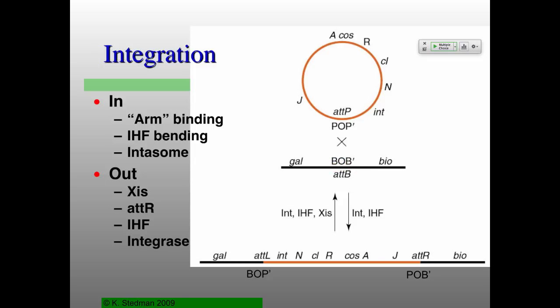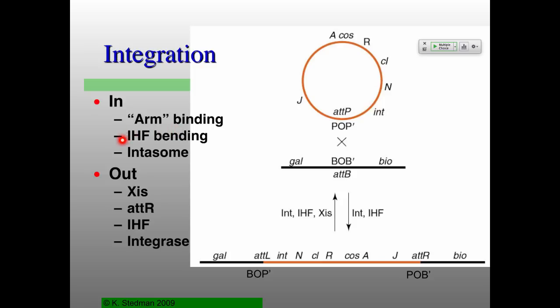As I mentioned last time, but it bears repeating, Lambda integration is a site-specific integration event. So it only goes into one place in the genome. And that's because these sequences, particularly this O sequence, is repeated in both the attP and the attB part of the genome. And then these other sequences, the flanking sequences, P and P prime and B and B prime, are bound by the integrase protein. So the integrase protein, again, only expressed in lysogenic growth, binds to the arm. So what the heck is an arm? The arm is also just another name for these flanking sequences.